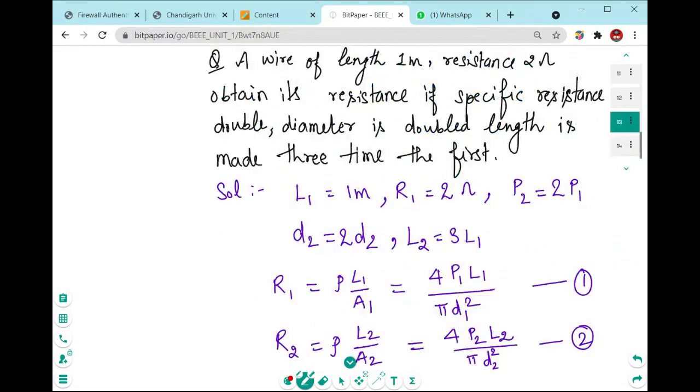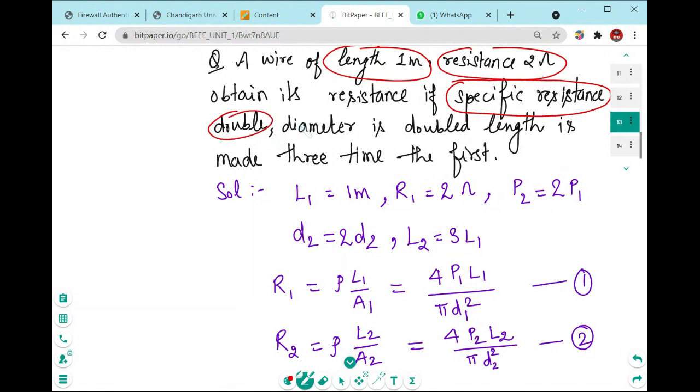This is the question you have to complete in this particular session. Here we have a wire of length 1 meter and resistance 2 ohm. Obtain the resistance if the specific resistance is double, the diameter is double, and the length is 3 times the first.